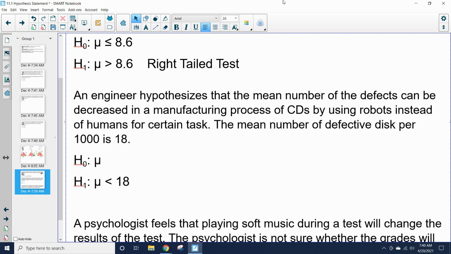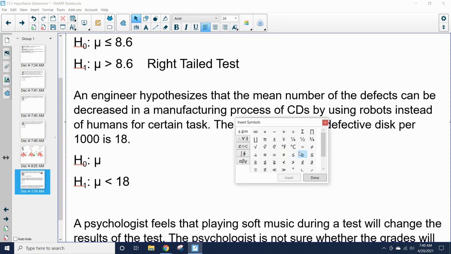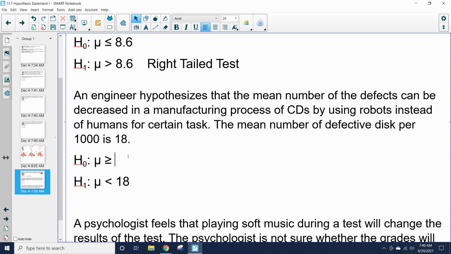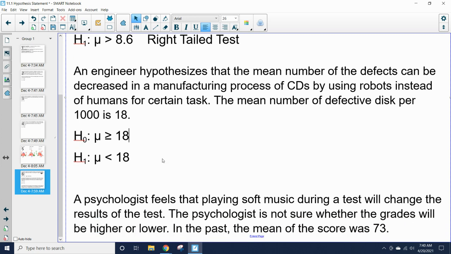Which means that our null hypothesis, once again, is going to be the opposite. It's going to show that it is greater than or equal to 18. If we get anything greater than or equal to 18 for our average, then we know our null hypothesis is correct. But if we get anything less than 18, not equal to, because equal to is still the average, then we show that our alternative hypothesis is correct.